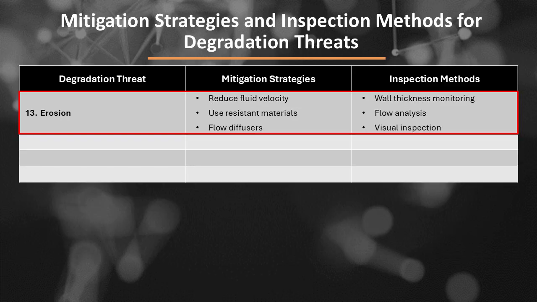Degradation threat number 13, erosion. Mitigation strategies for erosion may include reduce fluid velocity, use resistant materials, and flow diffusers. Inspection methods for erosion may include wall thickness monitoring, flow analysis, and visual inspection.